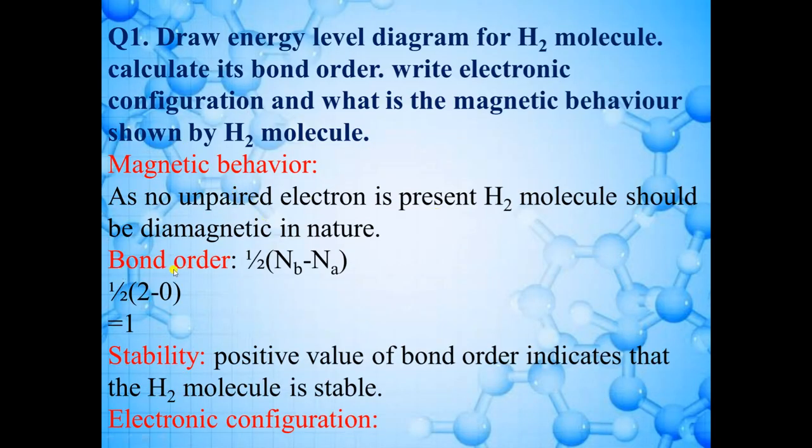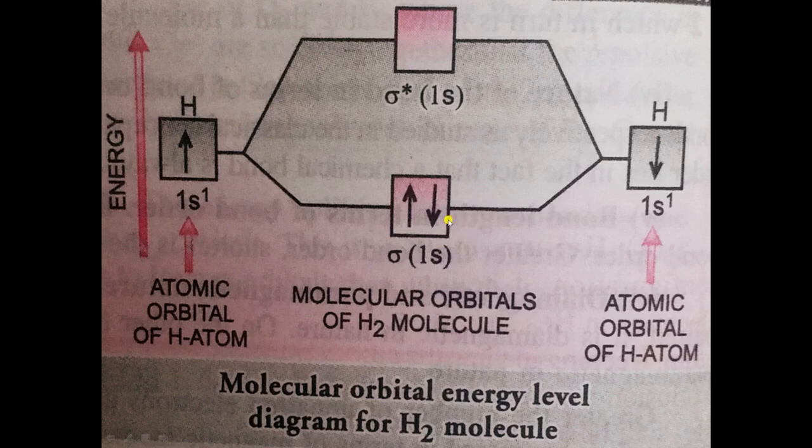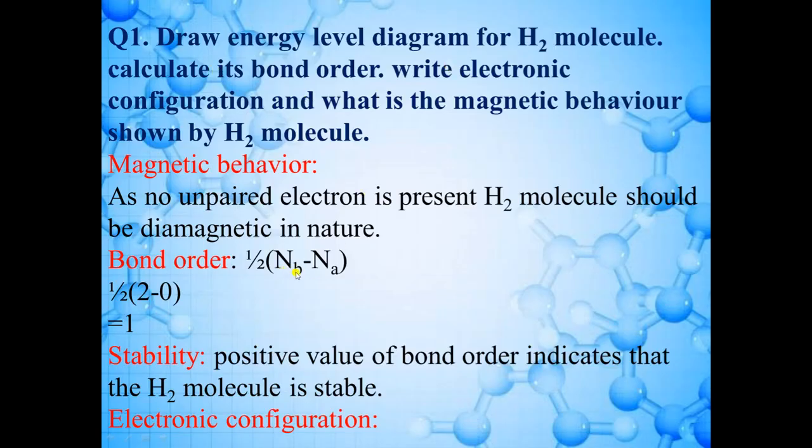The formula to calculate bond order is 1 by 2 into the number of bonding electrons minus the number of anti-bonding electrons. So here you have to see the number of bonding electrons. This is the bonding molecular orbital. How many electrons are present in the bonding molecular orbital? 2. And the number of electrons present in the anti-bonding molecular orbital? 0. So here we put the value: number of bonding electrons is 2 minus 0. It comes equal to 1. That means bond order is 1. If bond order is 1, that means there is a single bond present between the hydrogen atoms.